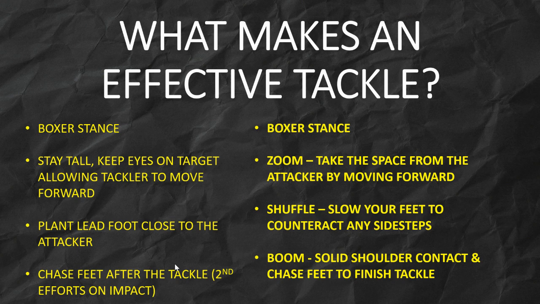With a boxer stance, our hands are up. That just allows us to punch our hands through if we're going to make that tackle as well. And as we're going, we stay tall, we keep eyes on our target, allowing the tackler to move forward. These are two different types of tackle and two different types of messaging that we can go after. This is a little bit more back specific, and this one's probably a little bit more forward specific, but look, it is all joined up.